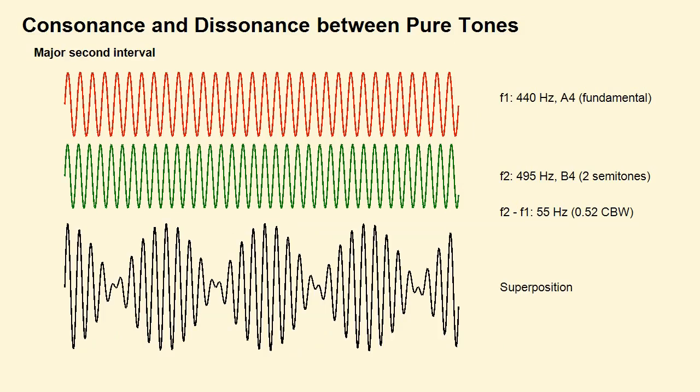The screen shows the details of the reproduction of the major second, diminished third interval, in which the second sound is B flat 4, with a frequency of 495 Hz, 55 more than the A4, which corresponds to an extension of 0.52 times the critical bandwidth of 105 Hz for the A4.